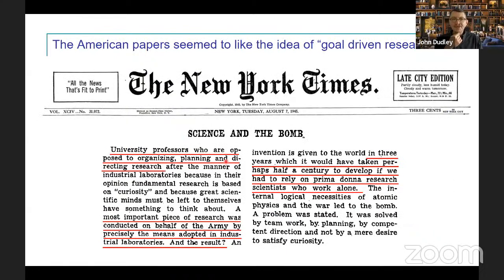So after the success of the Manhattan Project, virtually the next day, the New York Times ran an editorial criticizing the normal way that universities organize research, and saying that when the research was conducted on behalf of the army, it was possible to obtain in 3 years what it would have taken perhaps 50 years to develop if you relied on prima donna research scientists who work alone. And so there was a very clear sense, even in 1945, that scientists could not be trusted to decide what scientific problems they needed to work on, that it was better if they were told and if that was organized for them along military lines.